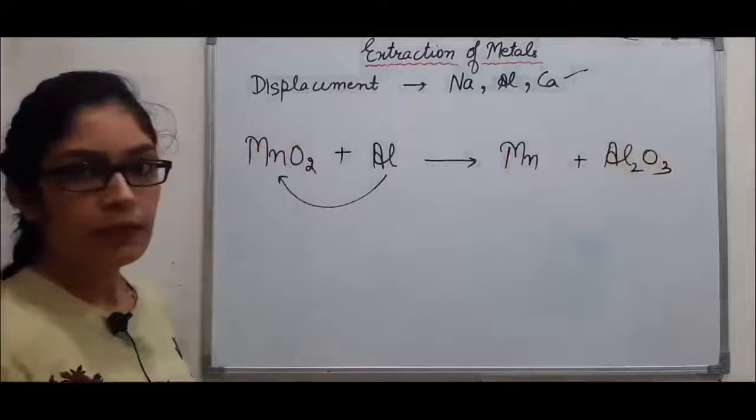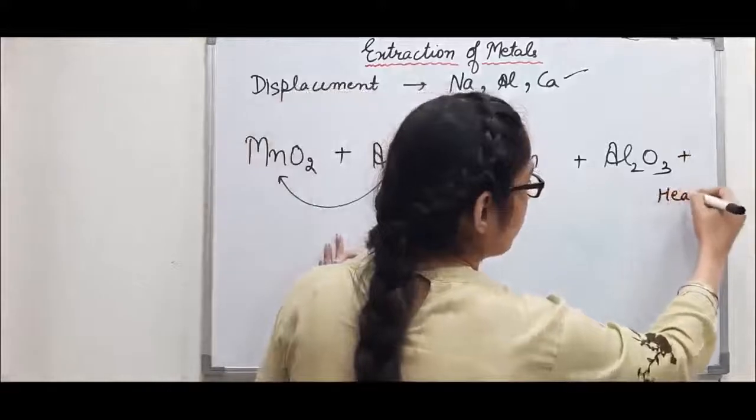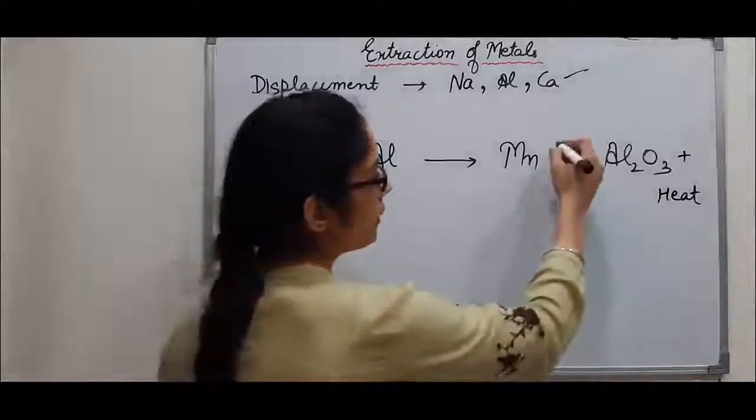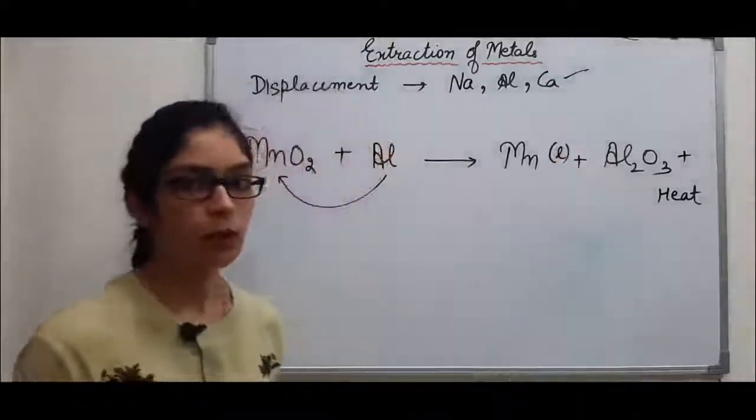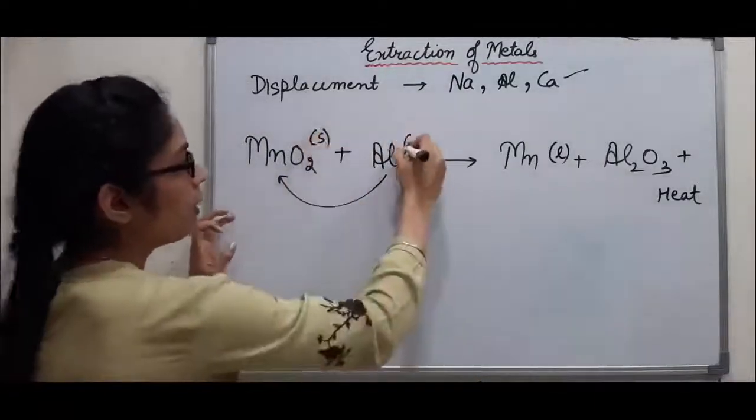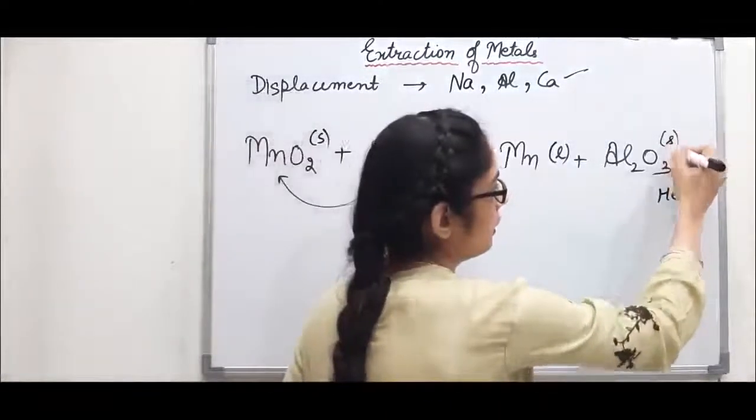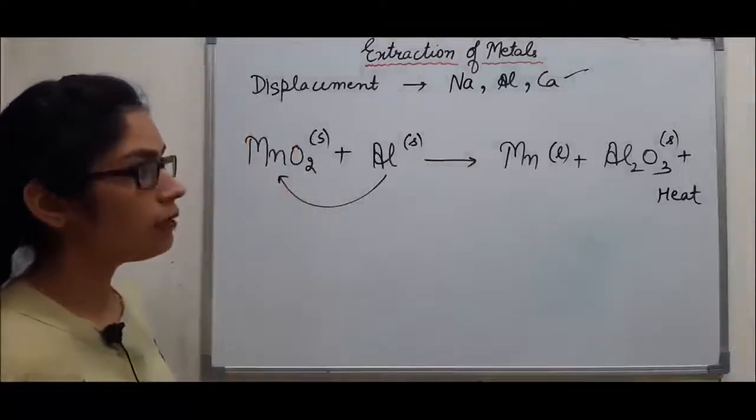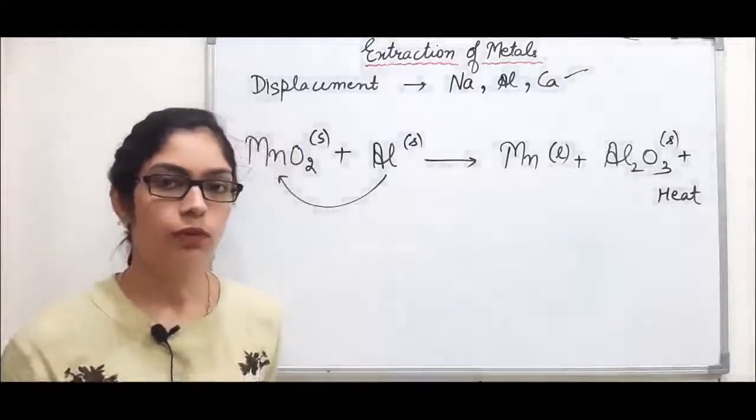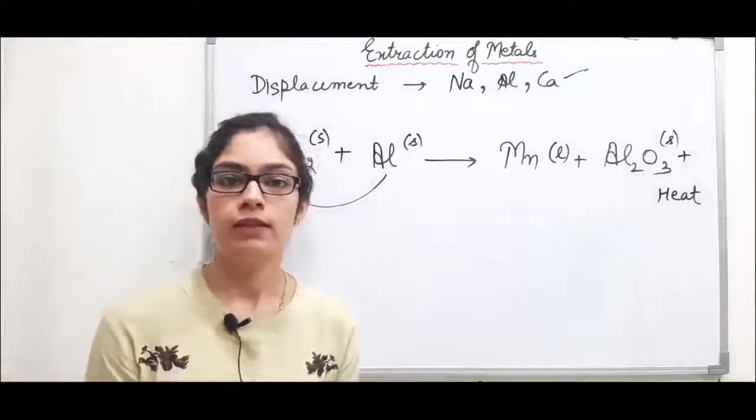So this is how the displacement reaction takes place. In this reaction, heat will also be evolved. This is a highly exothermic reaction, so the metal which we get will be in liquid or molten state. Manganese oxide is in solid state, aluminium is in solid state, and the metal we get is in liquid state. Now we can balance the chemical equation. I have already made one video on balancing chemical equations. If you don't know how to balance the chemical equation, you can check out that video. I have shared the link in the description.